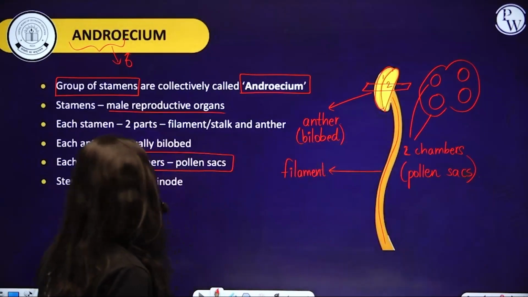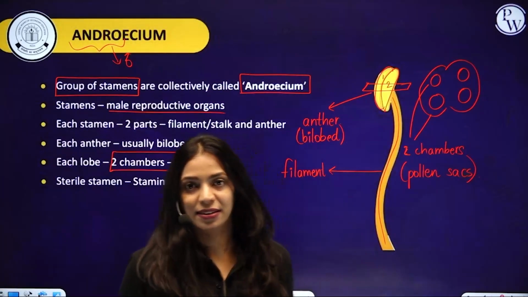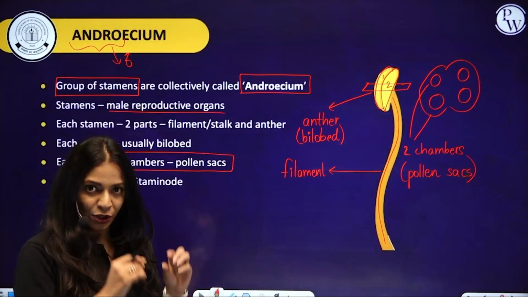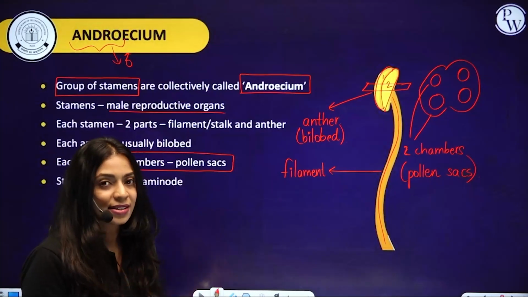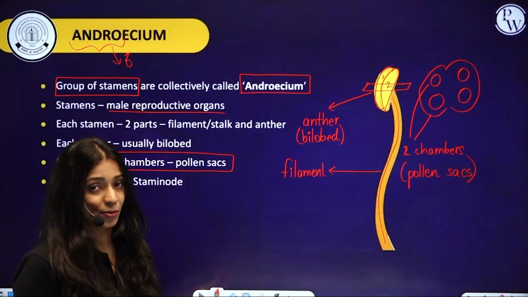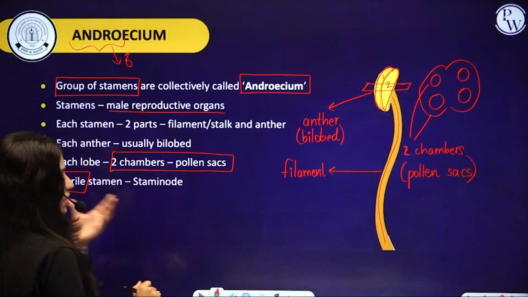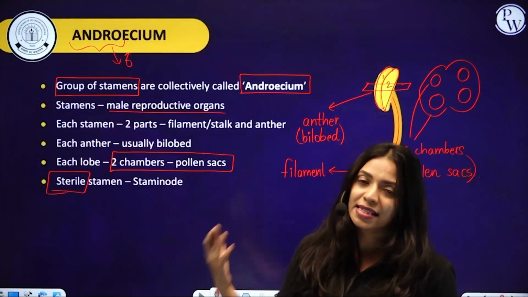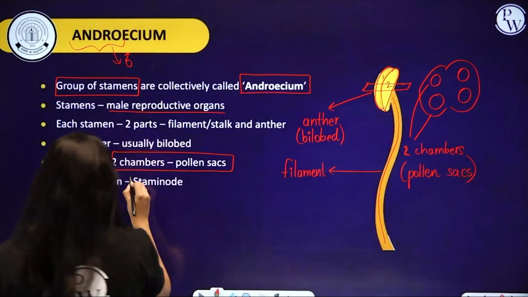Okay? Sometimes some flowers will have sterile stamens present in them. That means those stamens are reduced and they will not be able to produce the pollen grains. Such stamens are called sterile stamens. Sterile means inability to reproduce. So if a stamen is not capable of producing pollen grains, we call it sterile. In some flowers, we see the presence of sterile stamen. We refer to it as staminode.